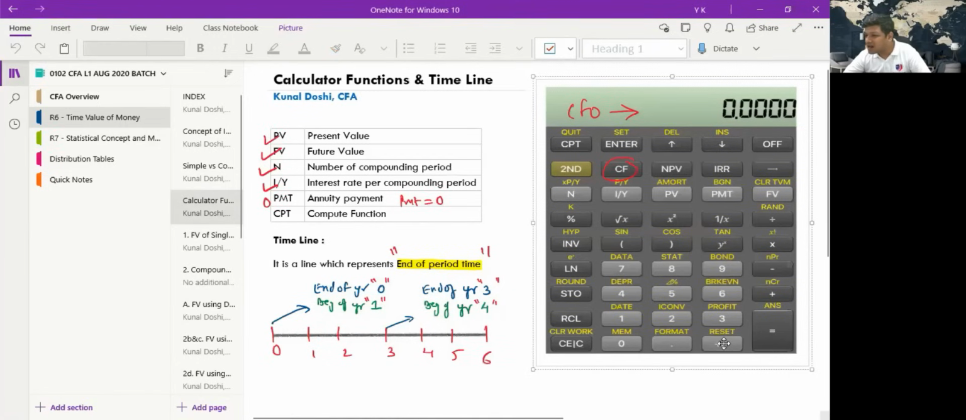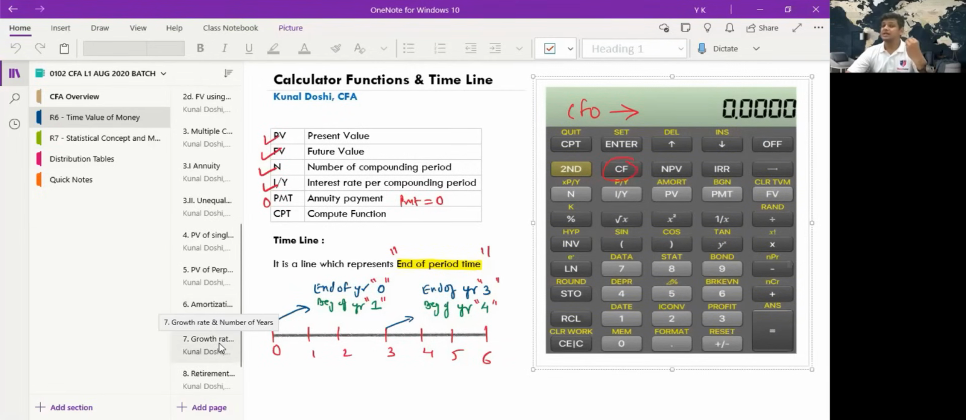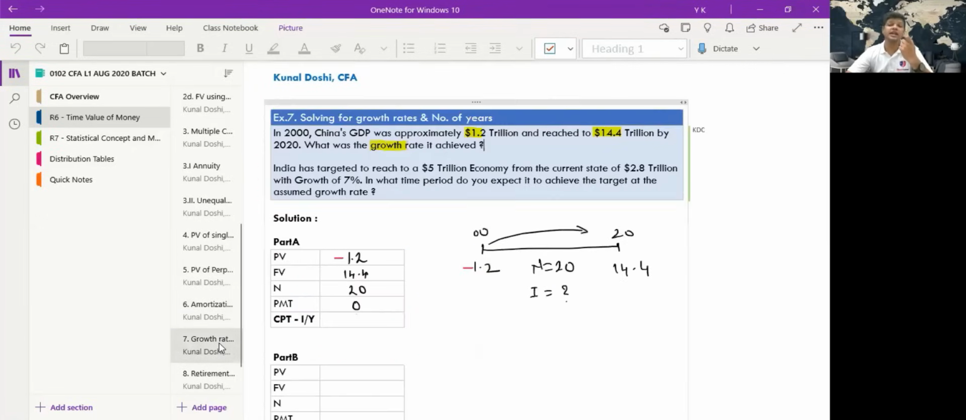Here, near the reset button, there is a negative. Don't go with this minus sign, go with this plus-minus sign. So you press 1.2 and then the negative sign, and put that as PV. 14.4 will be your FV, 0 PMT, 20 N, and then compute I/Y. Everyone with me? Now if you solve, you would get the answer. These are very small and minor things that you have to take care of. Clear, everyone?